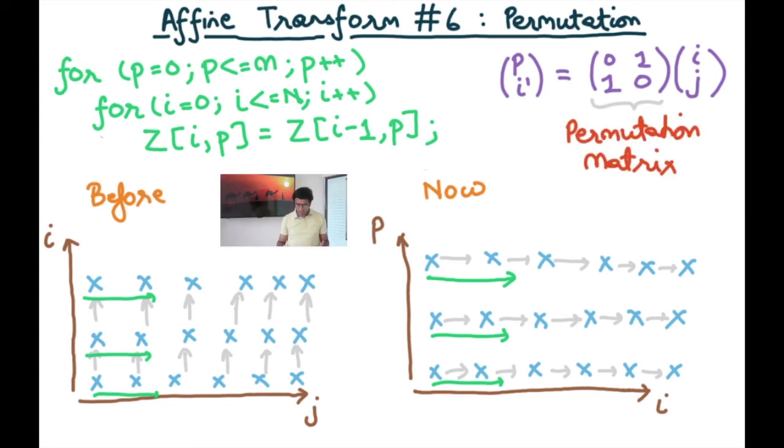So this particular matrix, which dictates how the axes should be interchanged, this transformation is also called loop interchange, because I've interchanged the loops. I've made the inner loop the outer loop and the outer loop the inner loop. So this matrix that dictates what this interchange should look like is also called the permutation matrix.